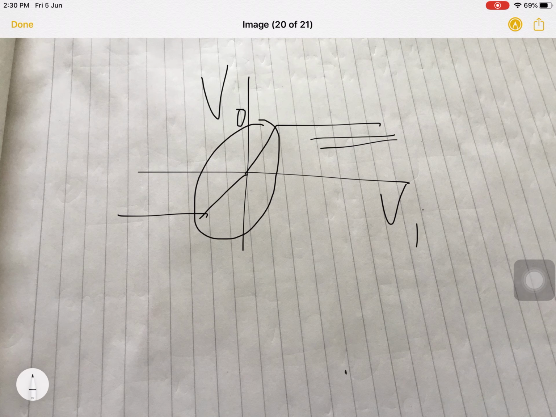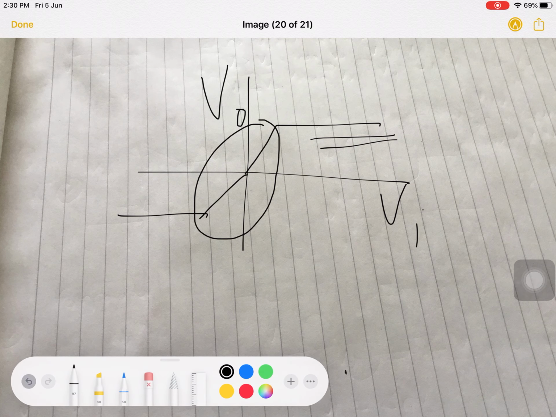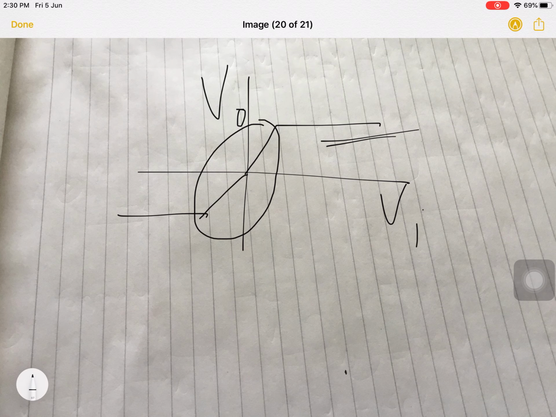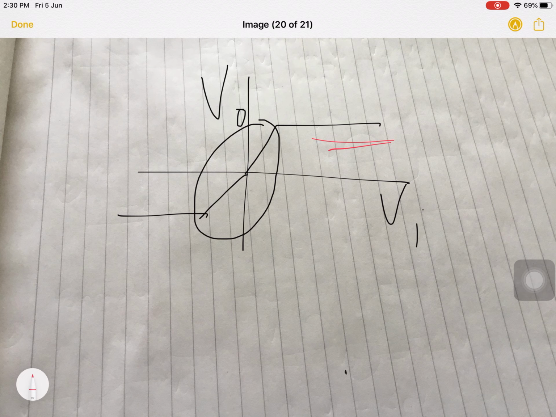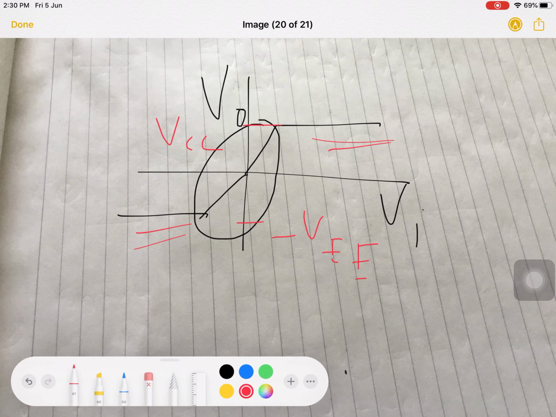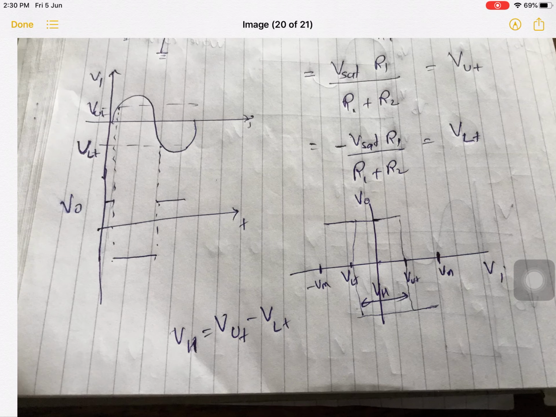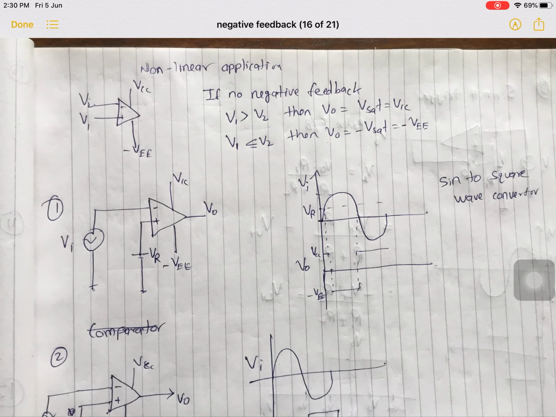However, for this region and this region, it will behave like a non-linear application. Non-linear means the output will be independent of the input, and this value will be VCC, and this value will be minus VEE. So we will start with this non-linear application.